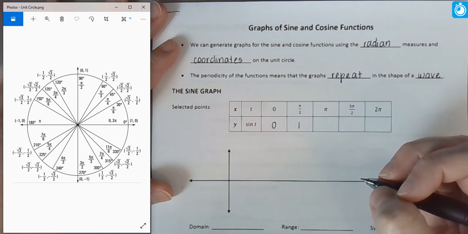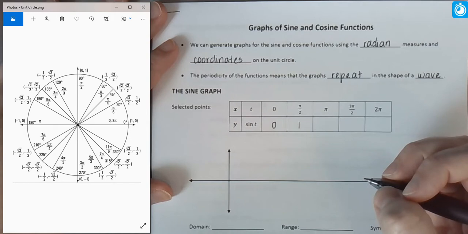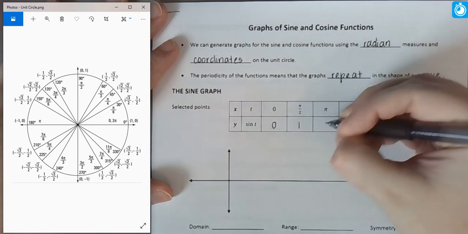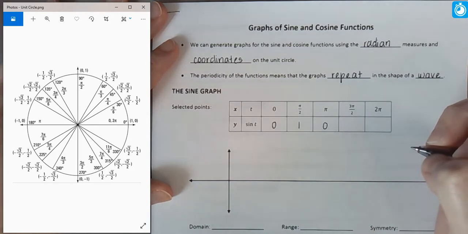Now, once we reach pi over 2, and we continue rotating, notice that now the y values will start to decrease. So they're going to decrease all the way back down. Once we get to pi radians, the y values have decreased to the point of reaching 0 again.